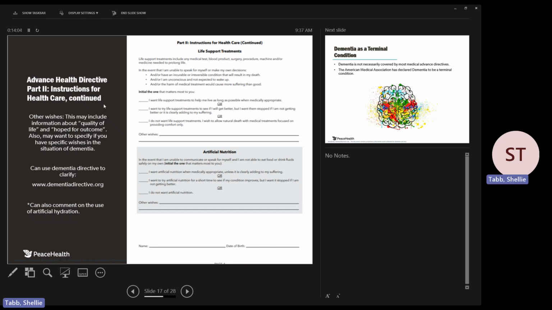And the last little box deals with whether or not you would want artificial nutrition, if you wanted them to help feed you if you were unable to eat food or drink fluids safely on your own. So let's move along.